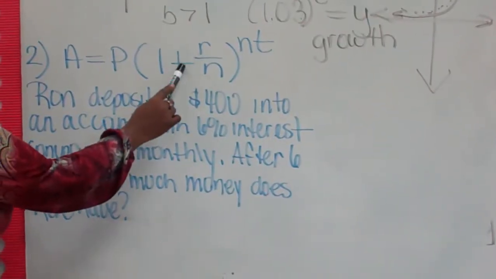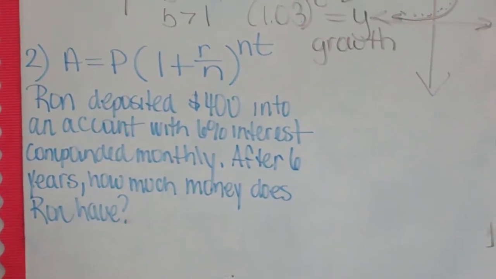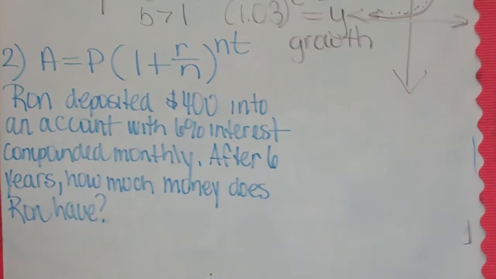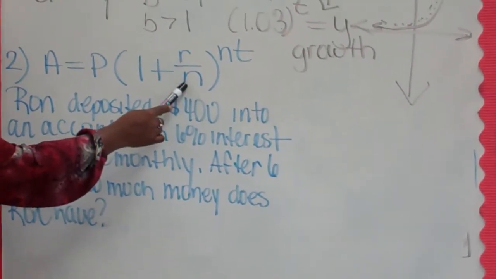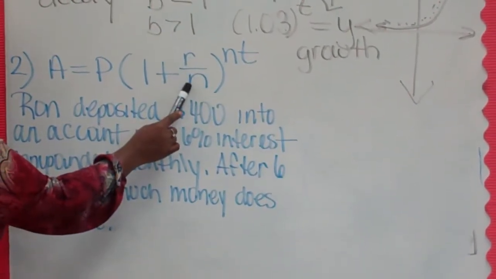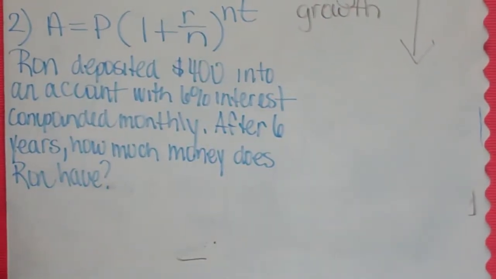Parentheses 1 plus, you're going to plug your rate in here, which will be found in your problem. Your rate is your percent. But when you plug a percent in, you're going to put it in as a decimal, divided by n. This n represents the number of times it's being compounded. That same n goes here and then times your time, which is your years.